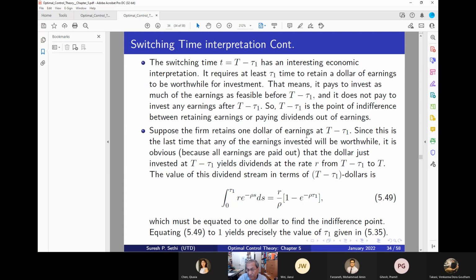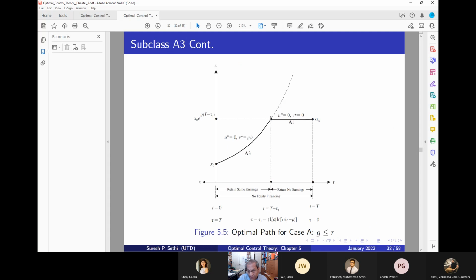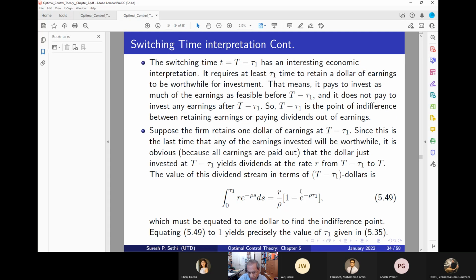So the firm retained $1 of earnings at t minus tau 1. Since this is the last time any of the earnings invested will be worthwhile, it's obvious all earnings will be paid out. If I invest $1, the earning will be at the rate R, and it's going to be discounted by rate rho. So the present value of all the earnings from here to capital T at this point will be exactly this.